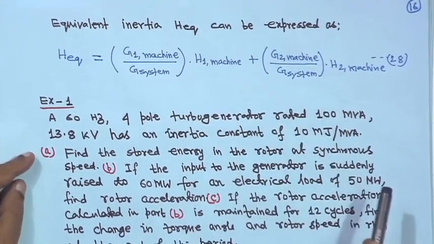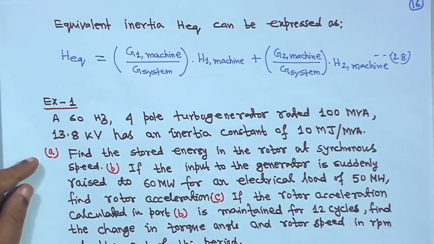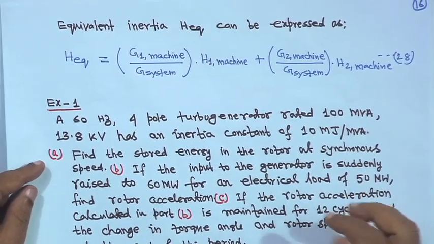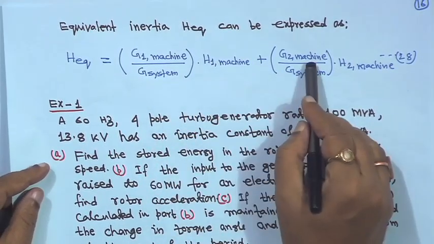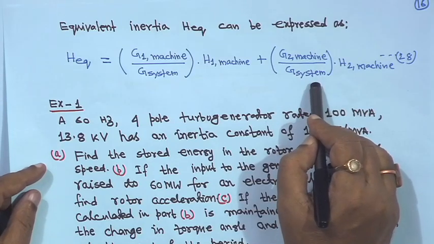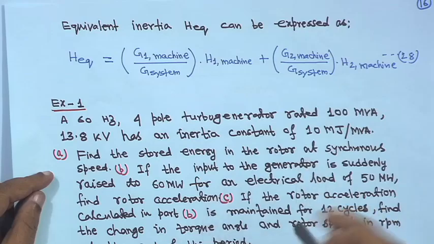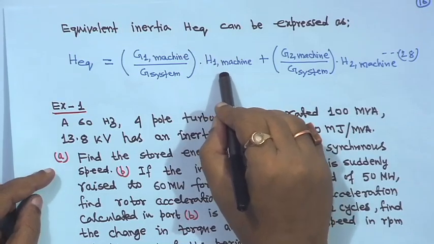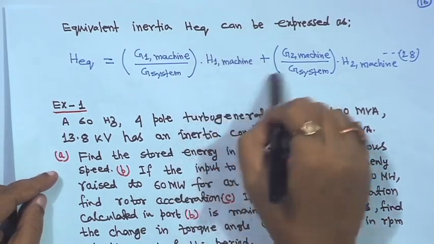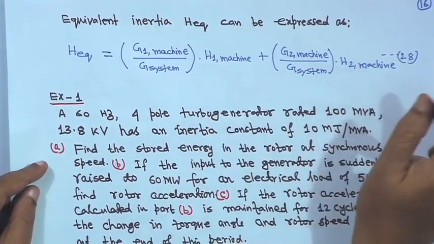So, this is the H equivalent, but if, for example, G1 machine, G2 machine and G system, if all the values are the same, then basically it will be H1 plus H2. That means, for two machines connected in parallel, their inertia should be added if they have equal rating, otherwise you have to convert this way. So, now we will come to the example.